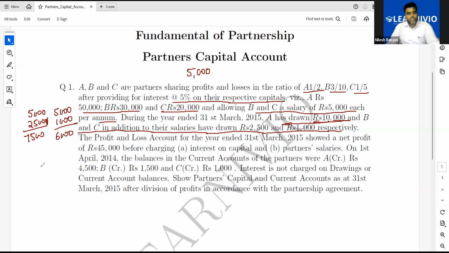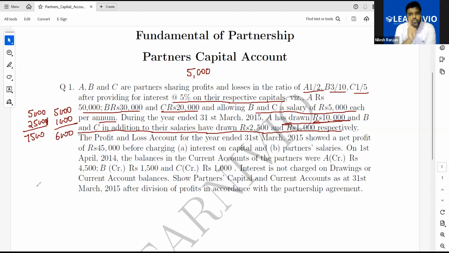Partnership agreement. So, can you tell me which method we are following in this question? It shows fixed capital method. Yes, it shows fixed capital method, but how do you know that it is following fixed capital? Because it says show partners capital account and current account. Very good. Yes, it is showing partners current account balance in the question. That's why it is fixed capital method.